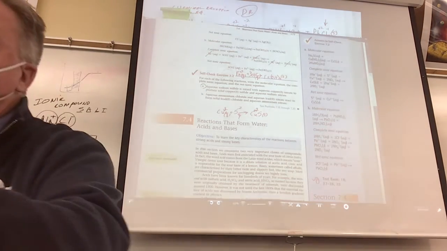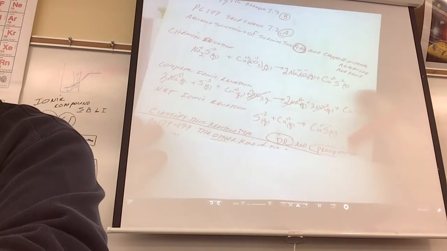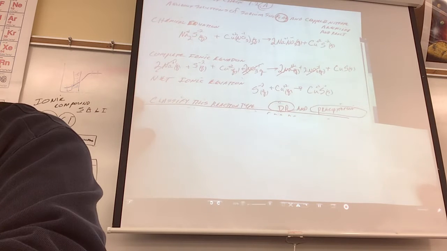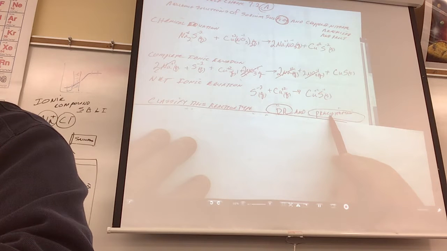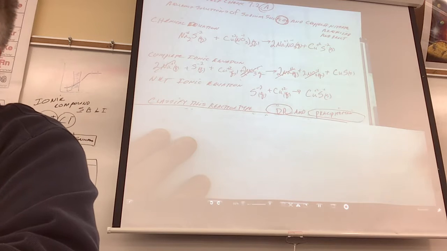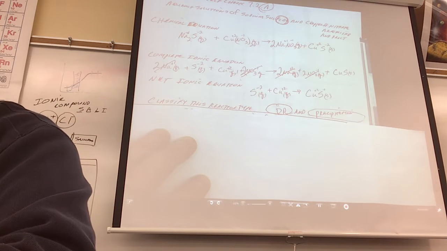What you're looking at is a double replacement reaction. But if you had to classify it, you'd say, yes, it's double replacement, but we can also say it's a what? A precipitation reaction, because the formation of that solid precipitate is why it happened.